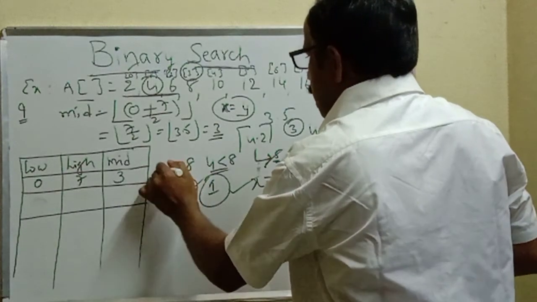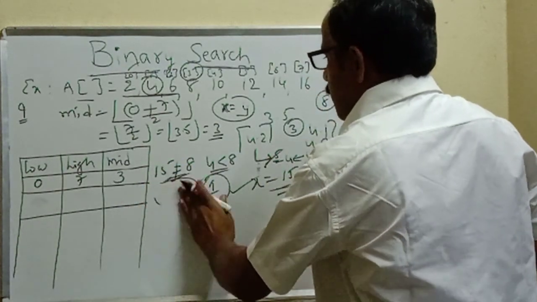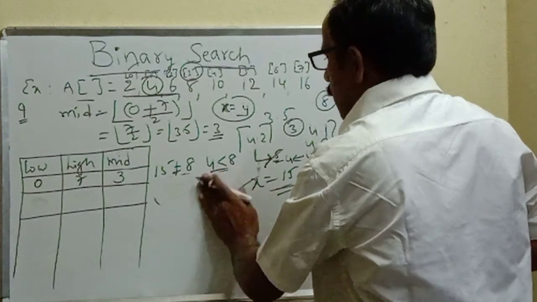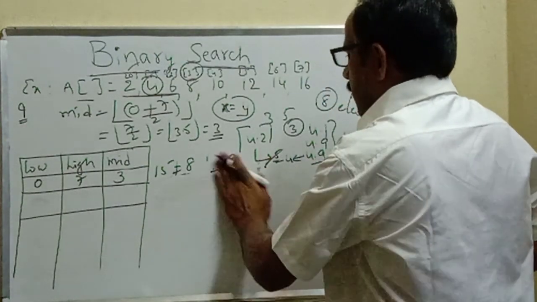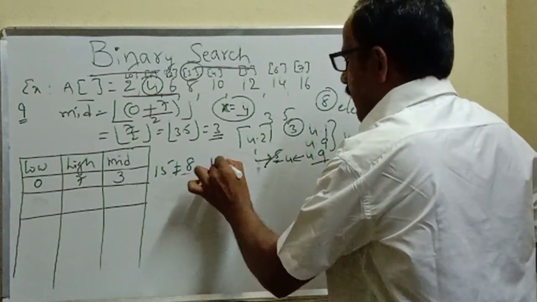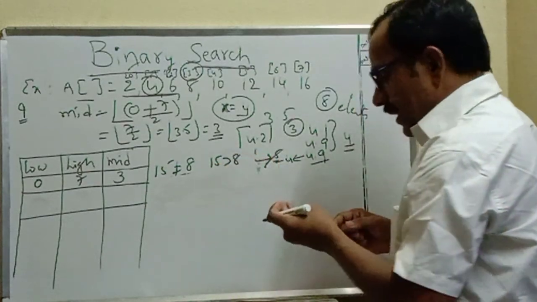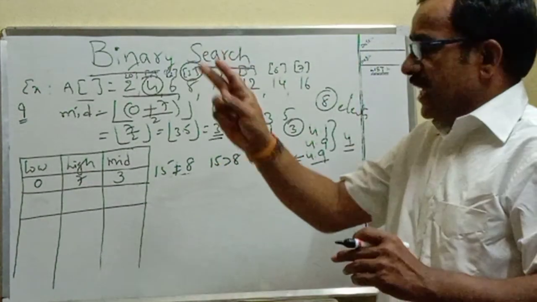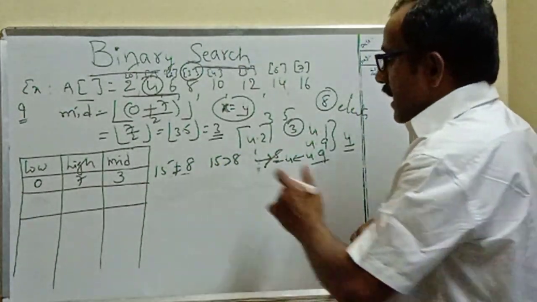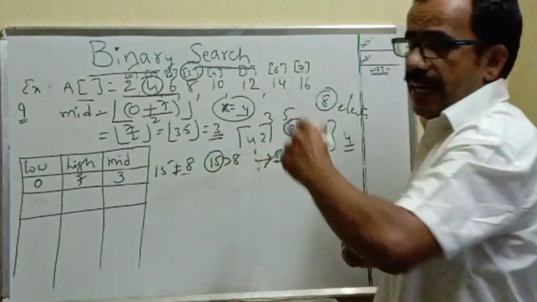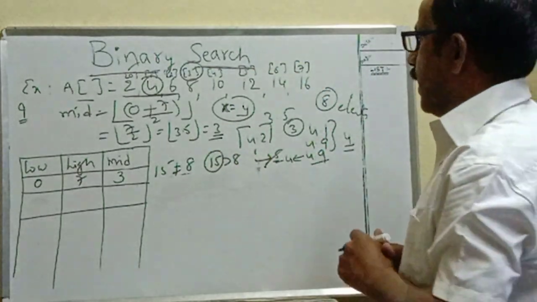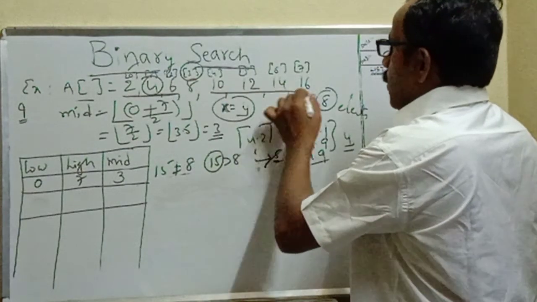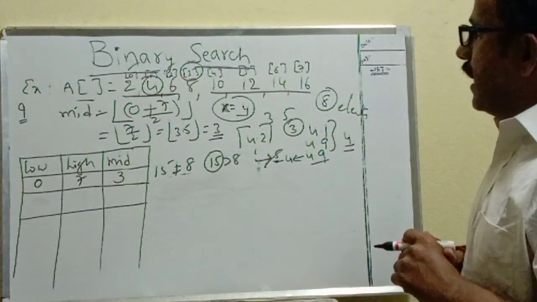We are going to search for 15. 15 is not equal to 8, correct. But what is the relationship between 15 and 8? 15 is greater than 8. In the earlier example, the x value was less than 8, that's why we selected the left side portion. But here, the searching element is greater than 8. That's why we are going to select the right side portion.